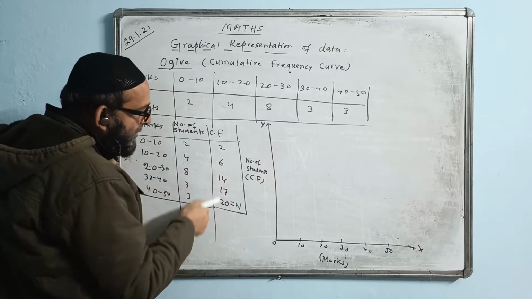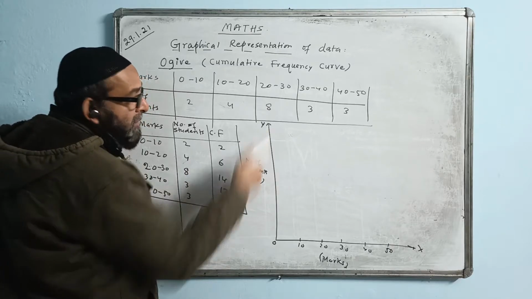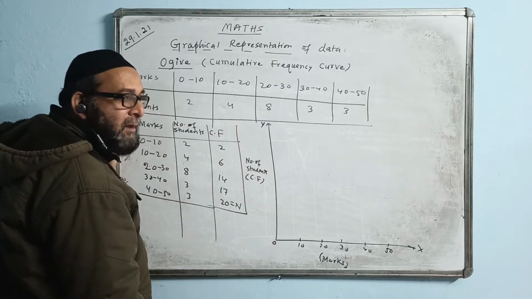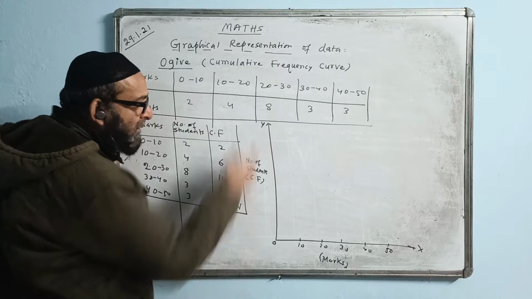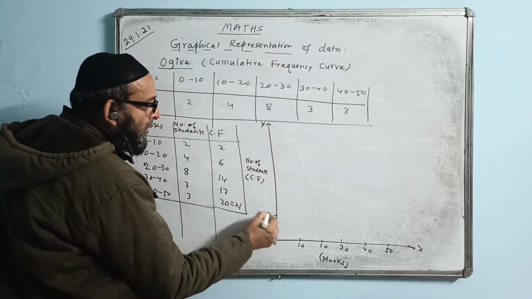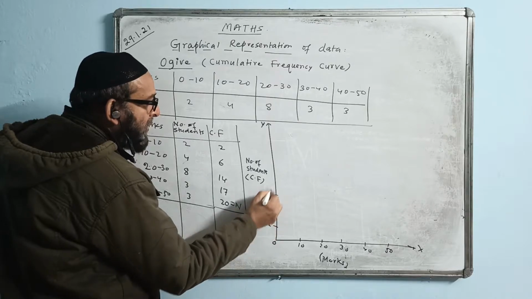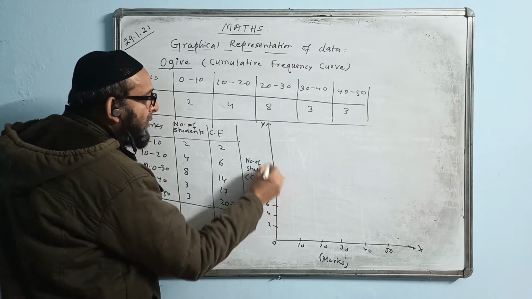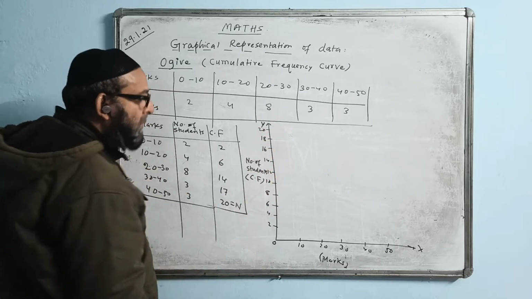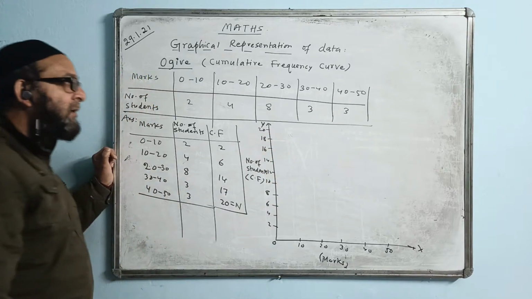What is the highest value of CF? 20. So you have to accommodate 20 here. If you take a gap of 1, it will not fit. You can take a gap of 2, so that 10 boxes of space will be available. So you can take 2, 4, 6, 8, 10, 12, 14, 16, 18, 20. In the graph paper also it will fit.